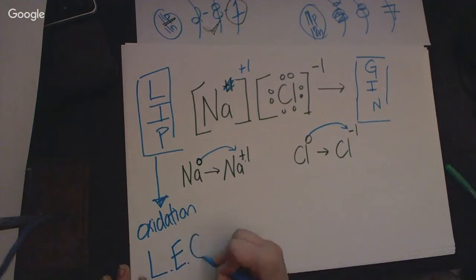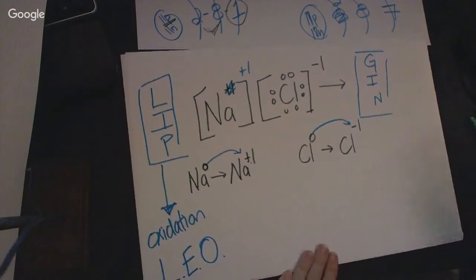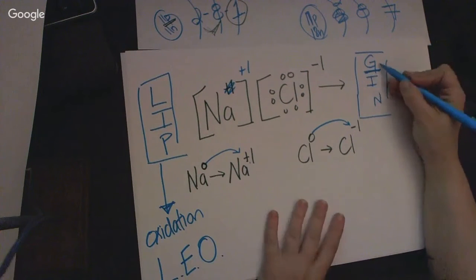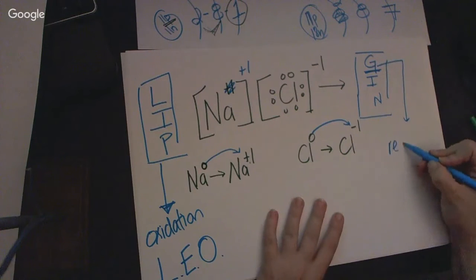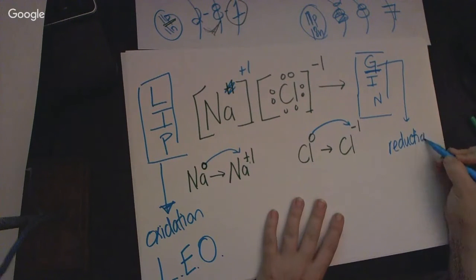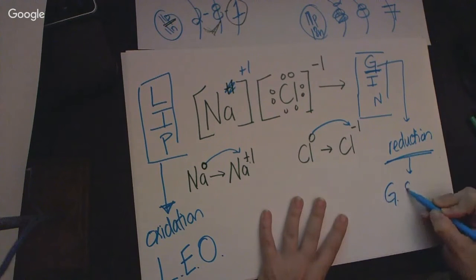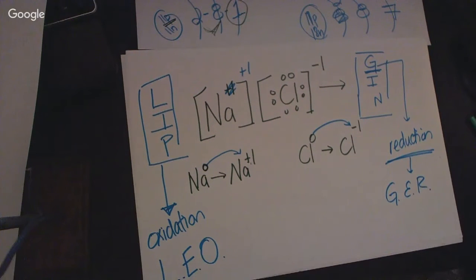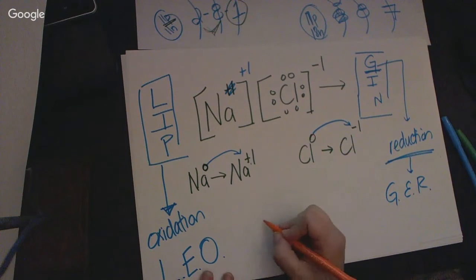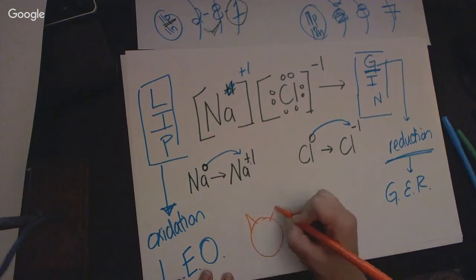Losing electrons is oxidation. In chemistry, when you gain, gaining has a fancy chemistry name called reduction. It's the same exact thing, just using its fancy chemistry name. And I use the acronym GER. Now, some of you like to use OIL RIG. It's the same exact idea. But the reason why I like to use LEO and GER is because it also helps me remember what's happening in terms of the charges.